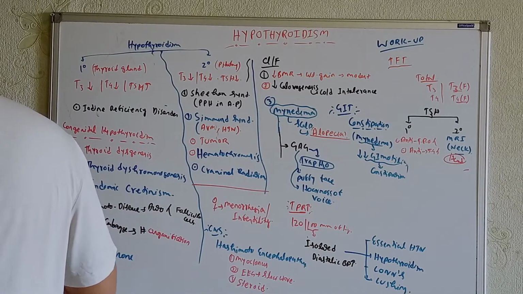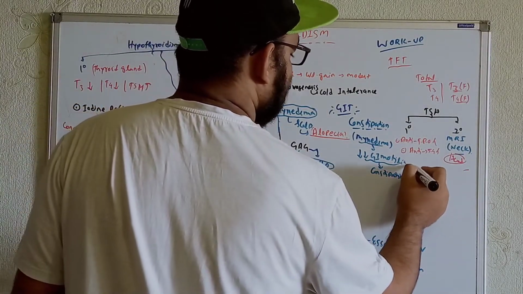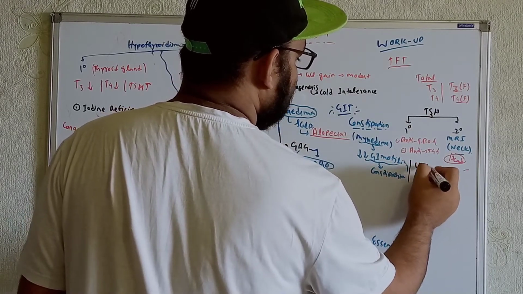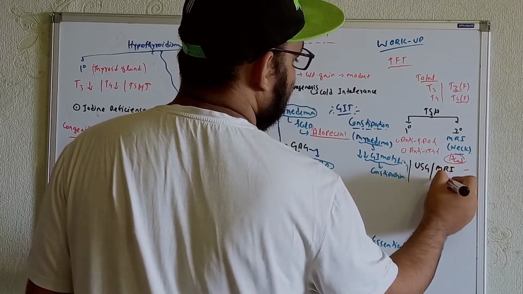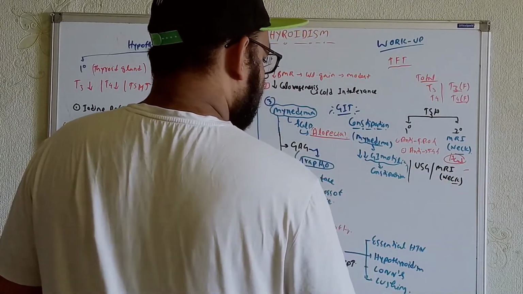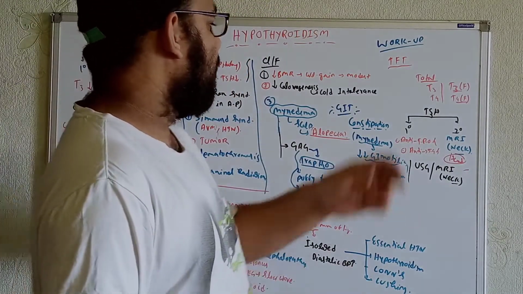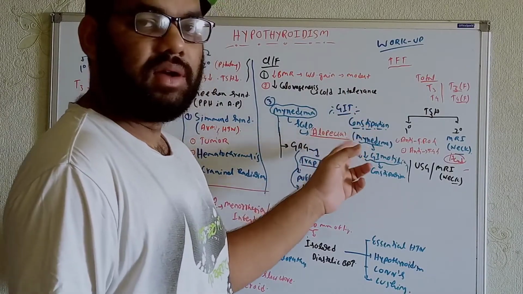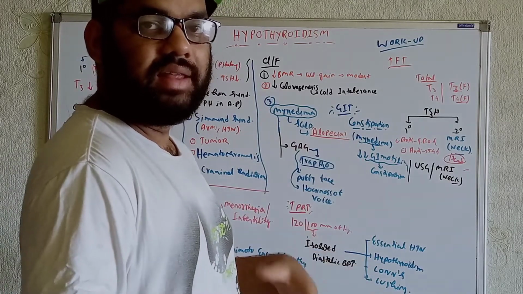Now let's talk about the other tests we can do in these cases, the other workup. We can do the USG, ultrasound, or we can do the MRI of the neck region. I have already explained we can do these things. And what are the other problems we'll get over here? Whenever I explained, we can get the myxedema. So whenever we get the myxedema, there is a chance for the accumulation of fluid in the serous cavity.